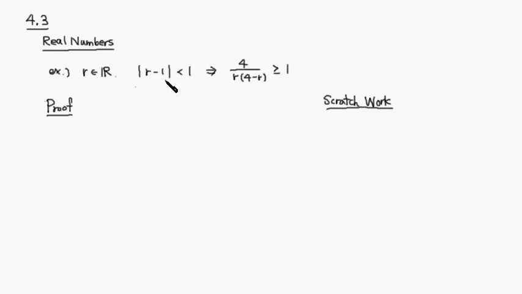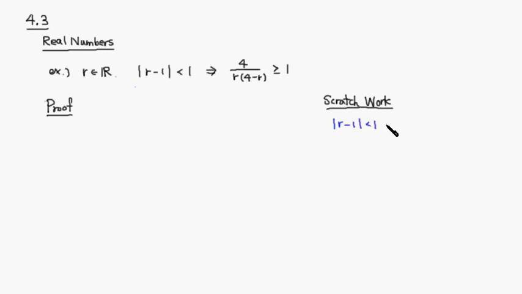If the absolute value of r minus 1 is less than 1, then 4 over r times quantity 4 minus r is greater than or equal to 1. Let's try to get some idea by doing a little bit of scratch work. So here's the hypothesis: the absolute value of r minus 1 is less than 1.